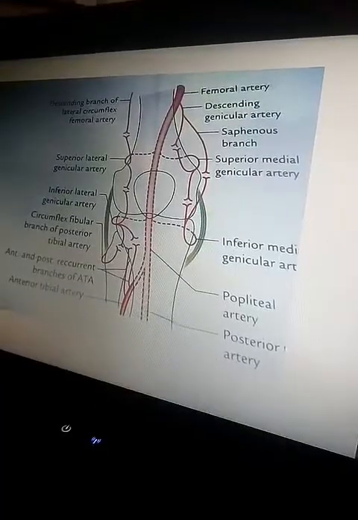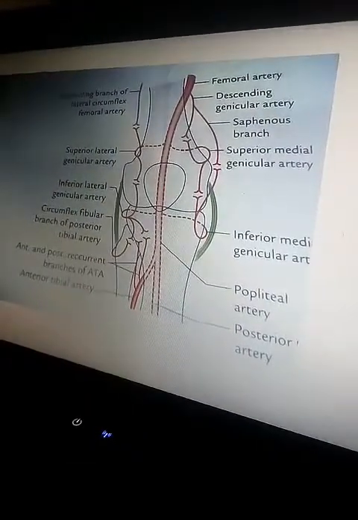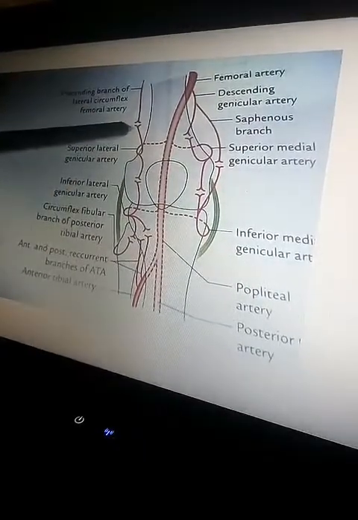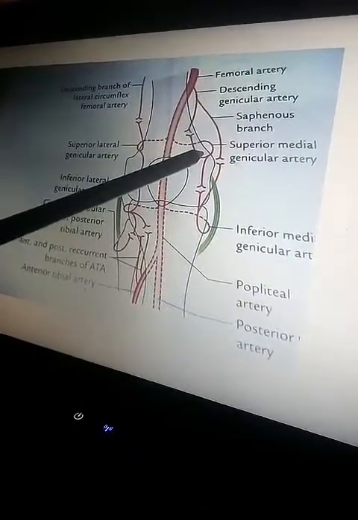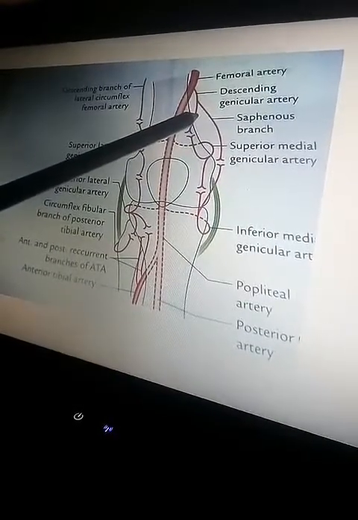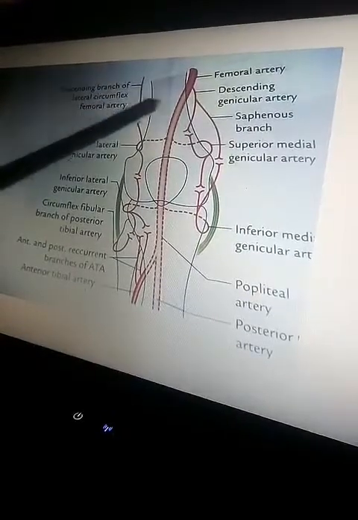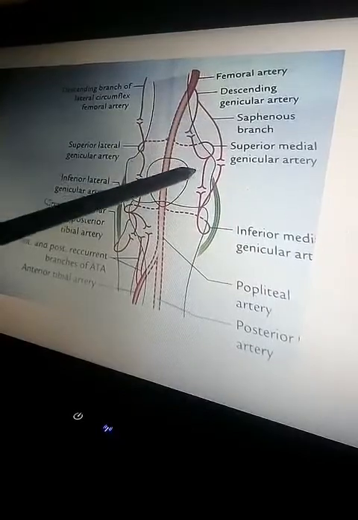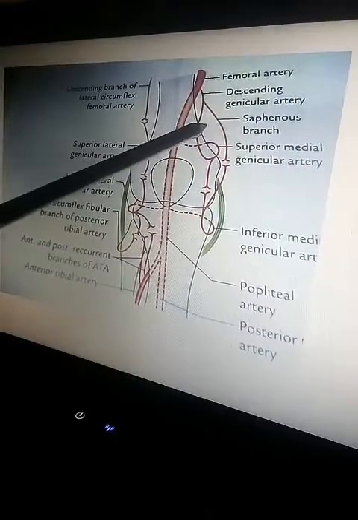Now what is this genicular anastomosis? This genicular anastomosis, as the name implies, is an anastomosis around the knee joint. It is as follows: superior medial genicular artery anastomoses with the descending genicular branch of the femoral artery, and inferior medial genicular artery. Inferior medial genicular artery anastomoses with the superior medial genicular artery and the saphenous artery.